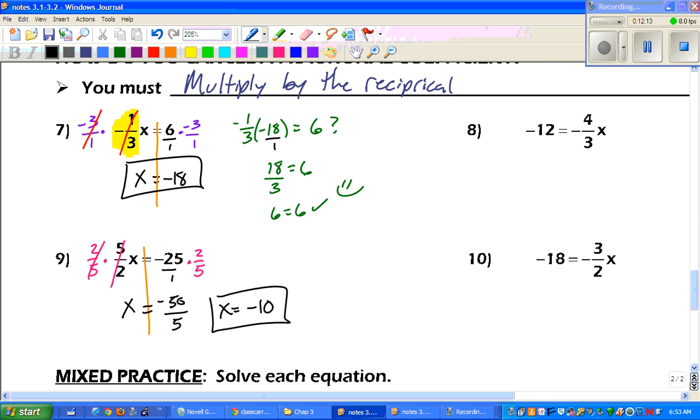All right, that's going to be it for Algebra 3.1 to 3.2 notes, solving basic linear equations.